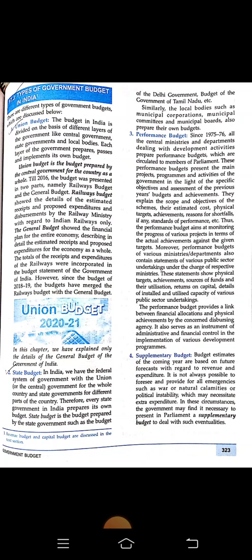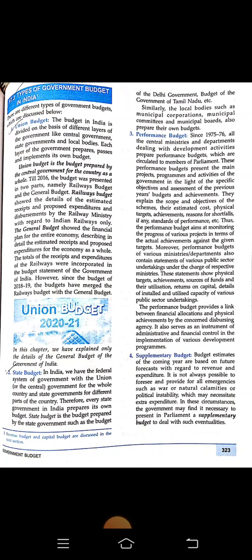Till 2016, the budget was presented in two parts, namely the railways budget and the general budget. The railways budget showed the details of the estimated receipts and proposed expenditure and disbursements by the railway minister with regard to Indian Railways only. The general budget showed the financial plan of the entire economy, describing in detail the estimated receipts and proposed expenditures of the economy as a whole.